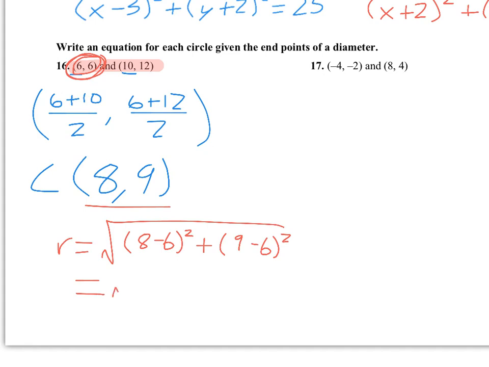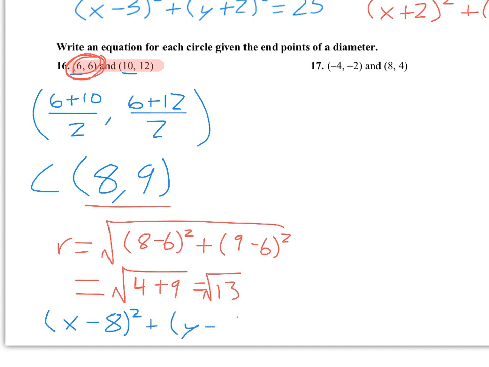Okay, 8 minus 6 is 2. Square that and you get 4. 9 minus 6 is 3. Square that and you get 9. So our radius is radical 13. Oops. And now we can write the equation of the circle. So it's x minus 8 squared plus y minus 9 squared equals, and we square radical 13. Radical 13 squared is 13.